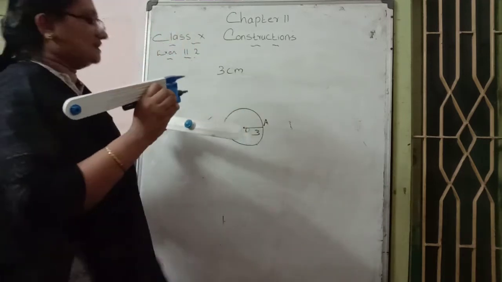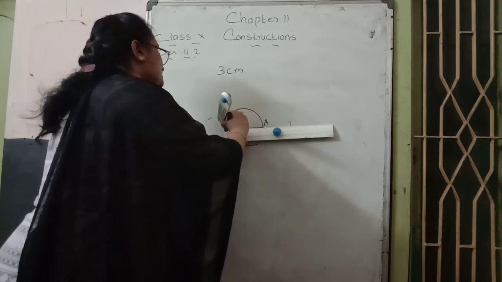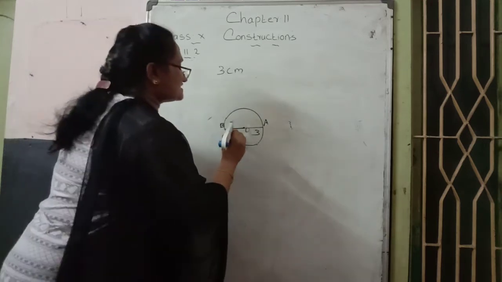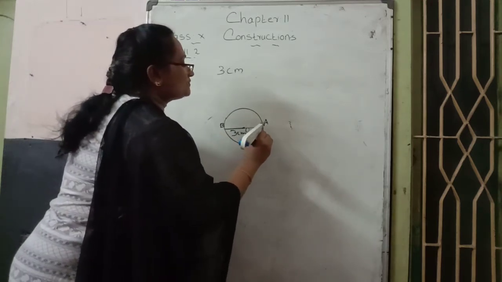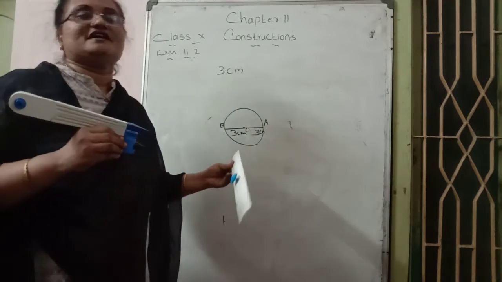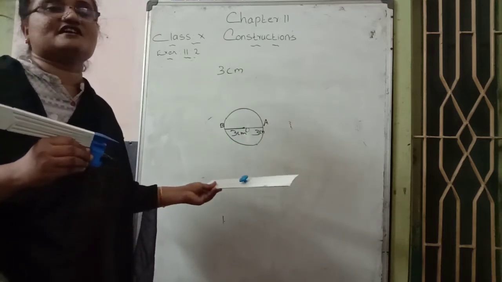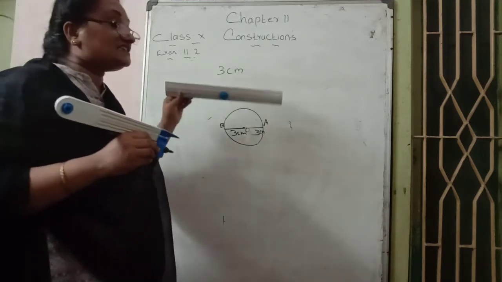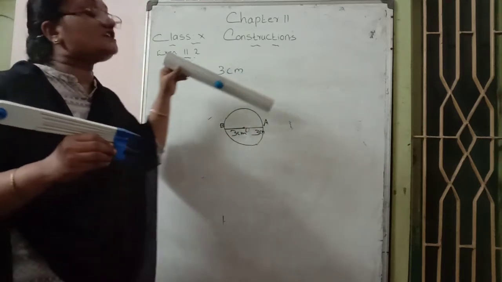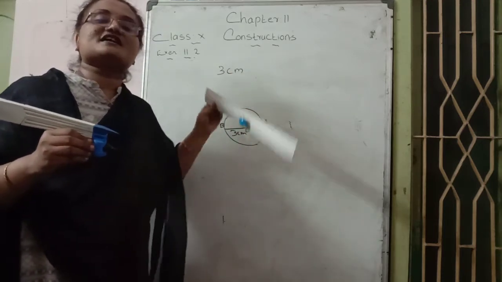Same way, on the left side from the center, you mark an alphabet B. O to B distance is how much? 3 centimeter. So what is the diameter of this first circle? 6 centimeter, because the radius is 3 centimeter and the diameter is double the radius. So the diameter becomes 6 centimeter. What do they ask? From the center, on the left and right sides, draw a line segment and mark points.